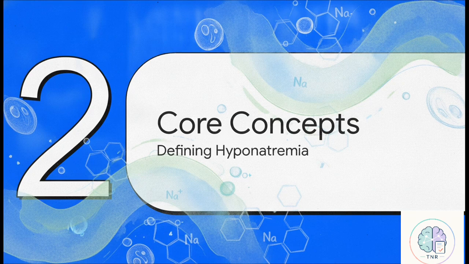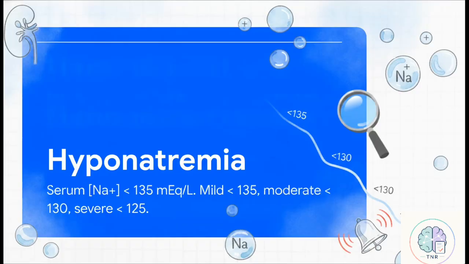Let's officially define our primary suspect. So the absolute foundational definition of hyponatremia is a serum sodium concentration below 135 milliequivalents per liter, and we classify that by severity. Mild is anything just under 135, moderate steps it down to below 130, and severe hyponatremia, which is exactly where the clinical alarm bell should be ringing at full volume, is defined as serum sodium dropping below 125. Definitely keep these thresholds in mind because they're going to dictate our urgency later on.